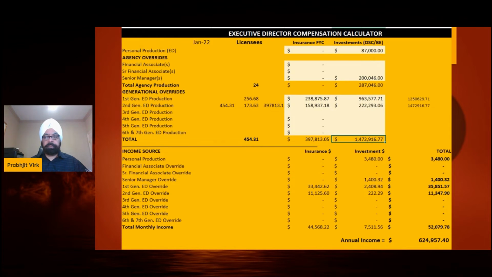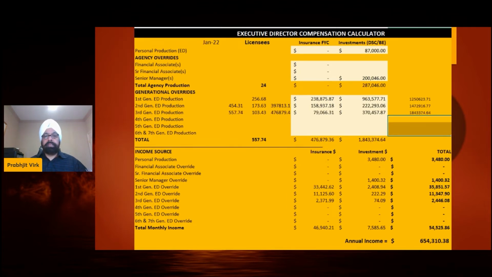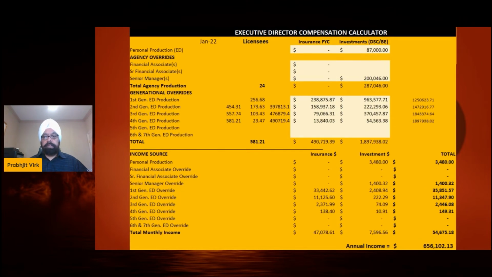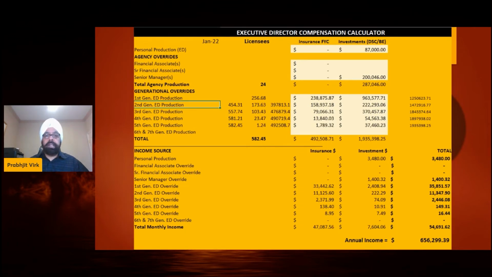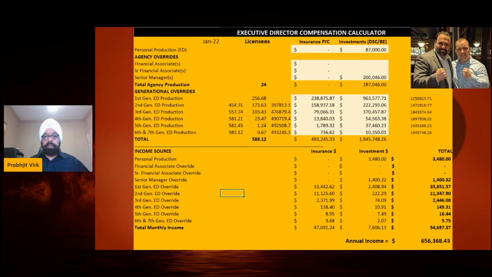Next one was 557, 79,000 in the third generation, 307,000, and it went to $54,000. Next slide. Next one is the fourth generation, 13,000 this one. And if you see how much income has gone up. Yes, fourth, fifth, sixth, seventh, we are just starting out. And total seventh generation, his income is 54,697.37 for Frank DeLeo. This is from the last month of January alone. And just see, we are just starting out in USA at this moment.